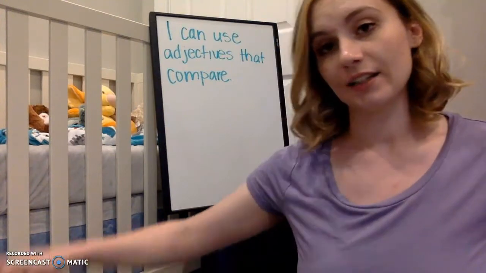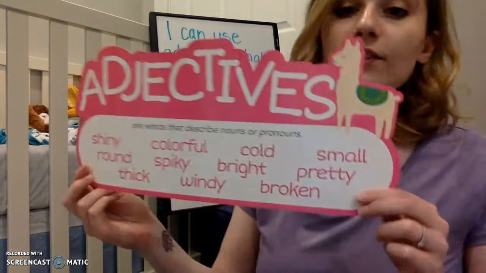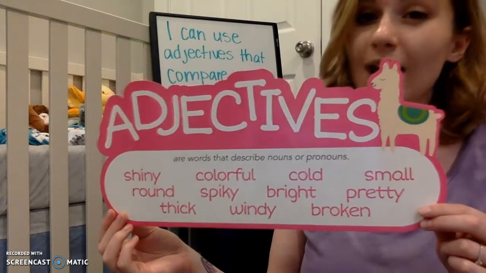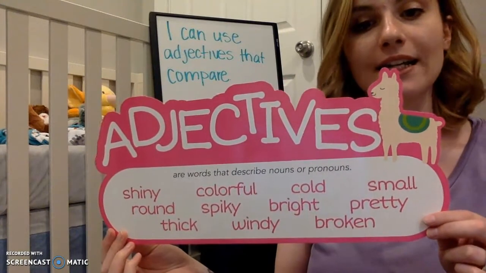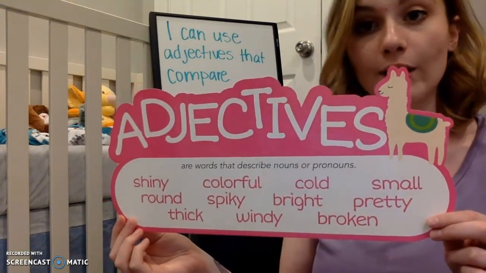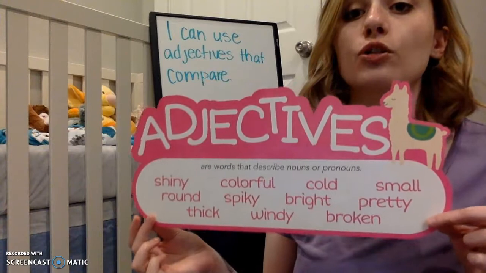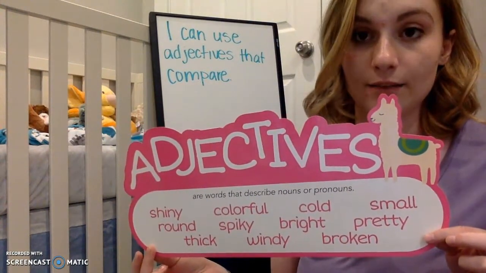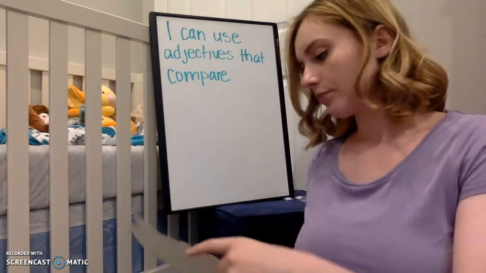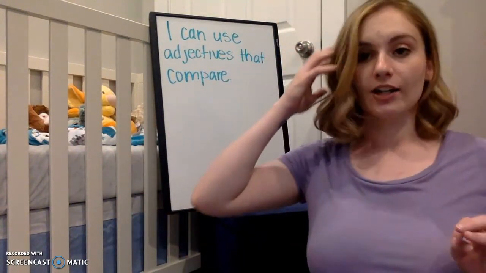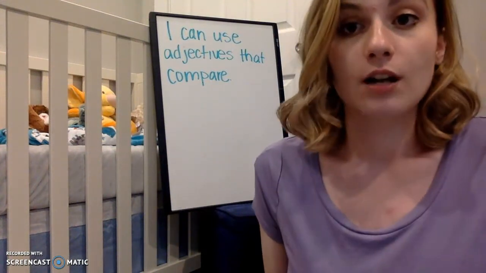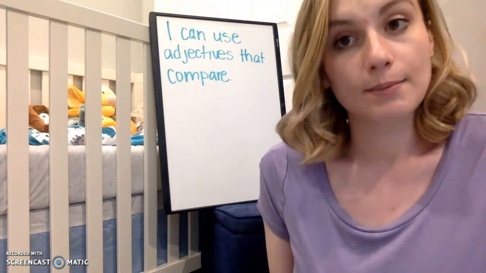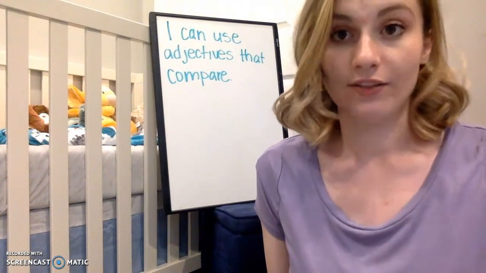I have a handy dandy little poster here. So adjectives are words like shiny, colorful, cold, small, round, spiky, bright, pretty, thick, windy, broken. These are words that help us describe things, describe people, and describe places. For example, I could use the adjective smart, and I could say, my third graders are smart. I am describing you guys with the word smart. So that's what an adjective is.